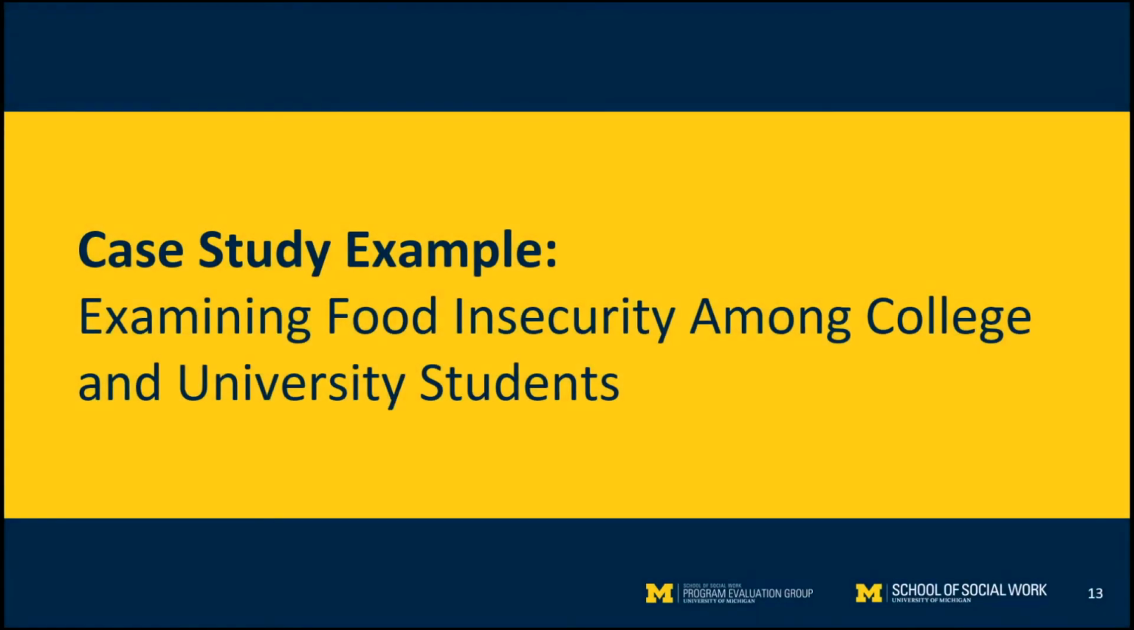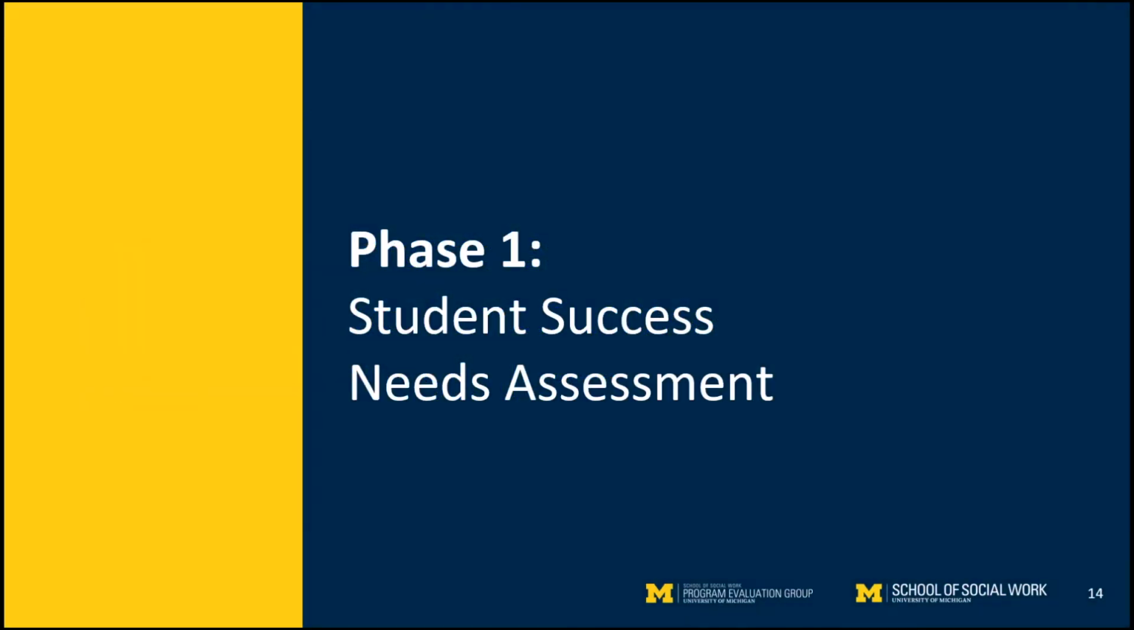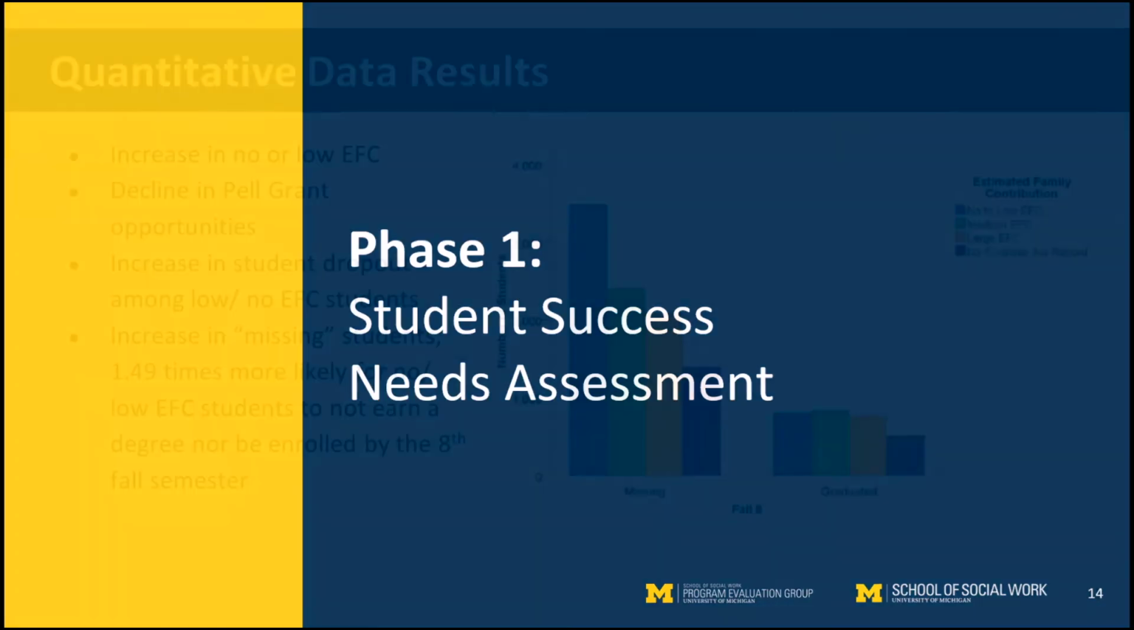So let's tie all of these things together into a real-world example, a project that I've done examining food insecurity among college and university students. This work started for me when I was a Student Success Fellow at the University of Michigan-Flint. They were very interested in figuring out factors that were influencing student persistence. Persistence is a term that describes how students are able to remain engaged or persist towards their degree.